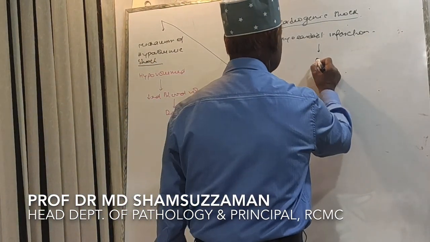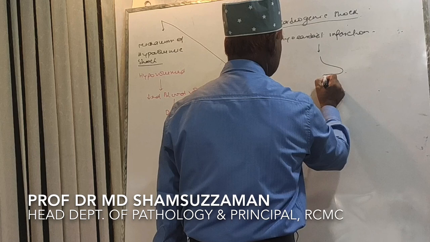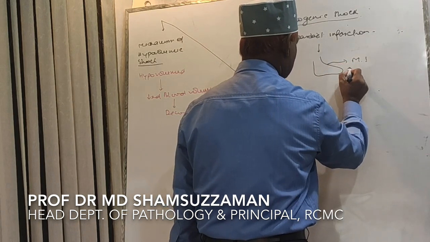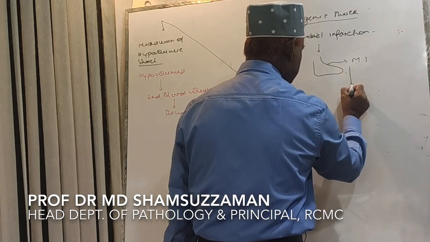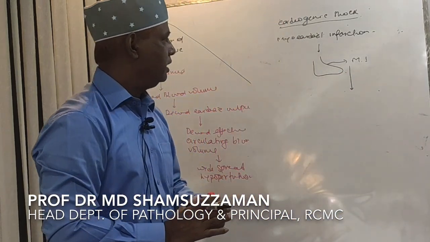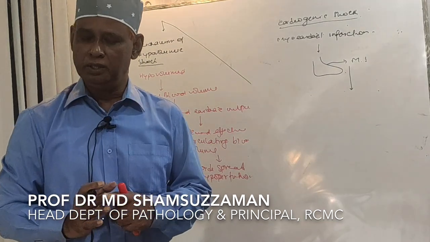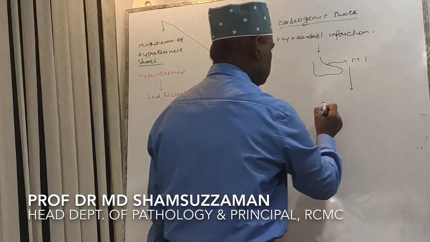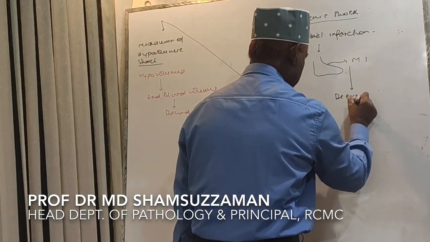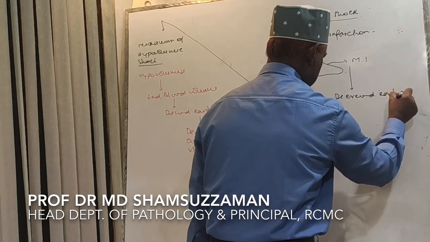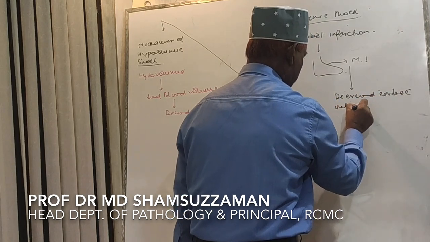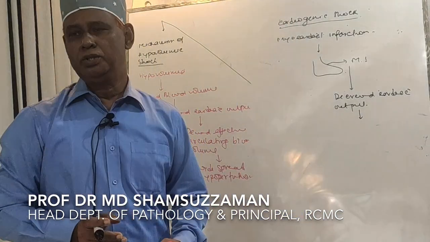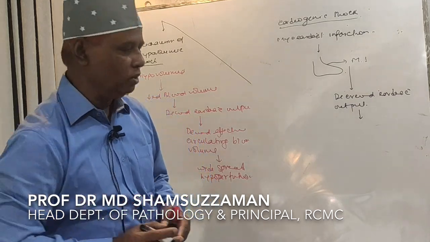Suppose this is the heart, and if there is myocardial infarction, what will happen? The heart becomes weak, and the heart cannot pump properly. As the heart cannot pump properly, there will be decreased cardiac output. As there is decreased cardiac output, there will be decreased effective circulating blood volume.